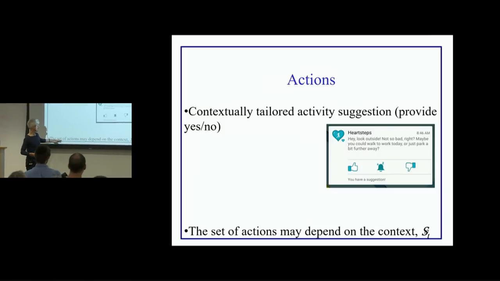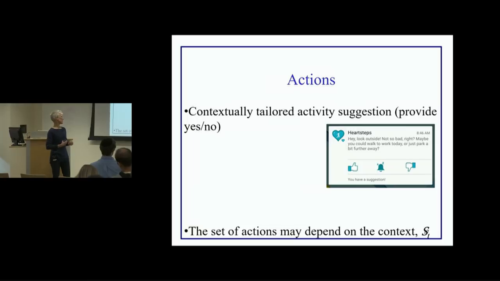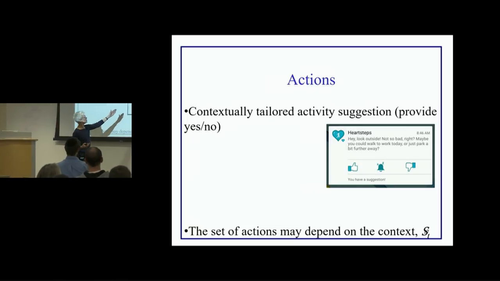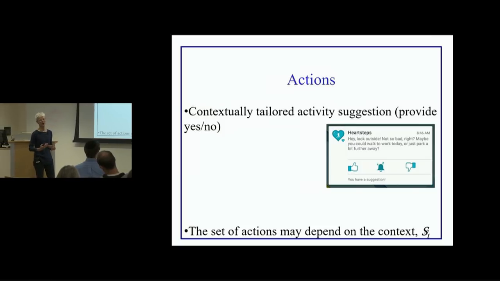I do want to emphasize this happens all through RL in much more complex ways. But here, the set of actions does depend on the context. So if you're currently driving, you cannot get a notification. We can't get it past the IRB. And then all of these suggestions were about new walking activities. So if you were currently walking, you would never get a suggestion from us. Now, in another study we ran, it was about continuing your current walk. So then we only randomized you if you were currently walking. It just depends on the action space. Anyway.